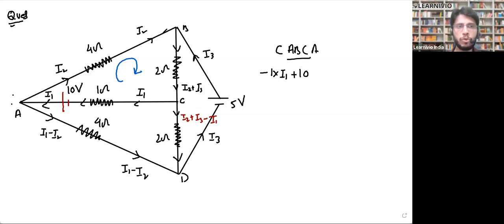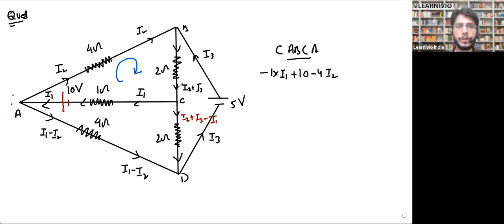From A to B, you're going in the direction of current. So the voltage drop across the 4 ohm resistor, will it be positive or negative? Negative. If I'm moving from A to B, it will be negative, minus 4I2.